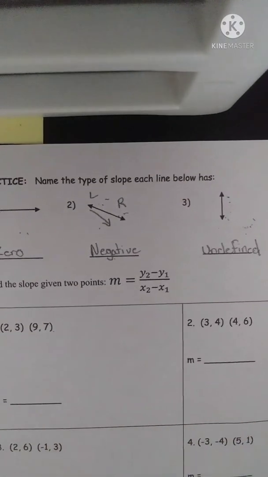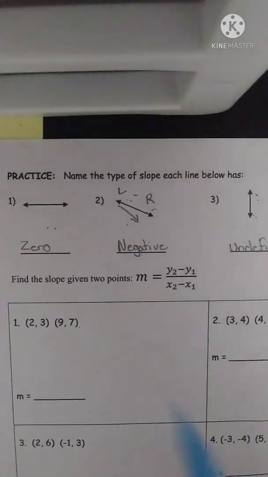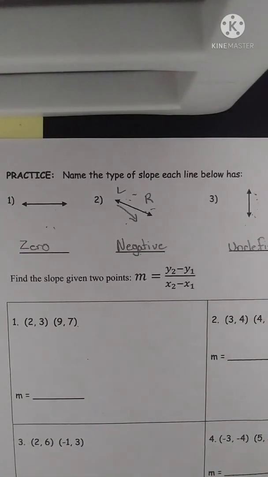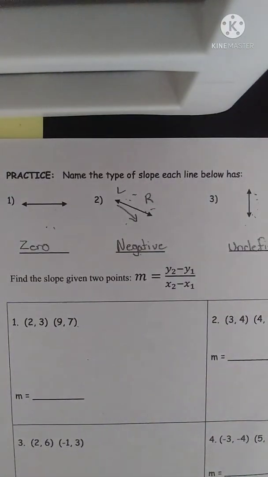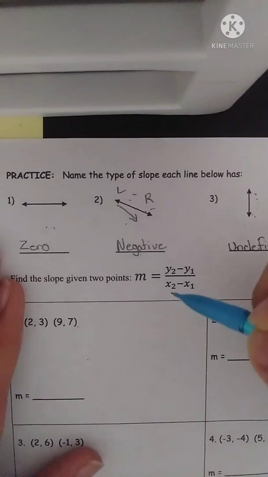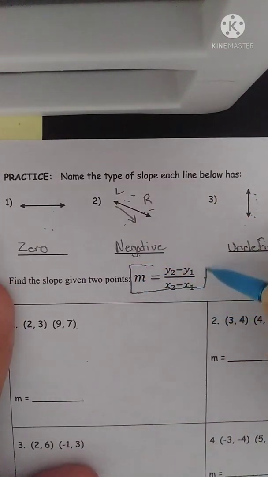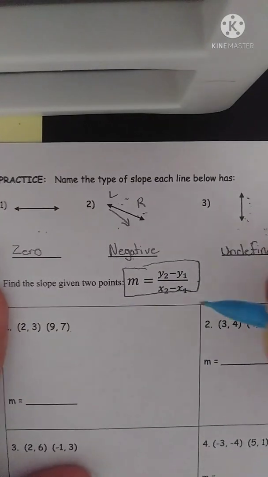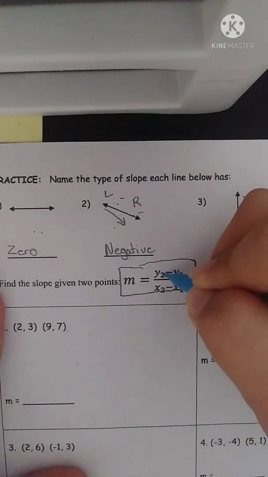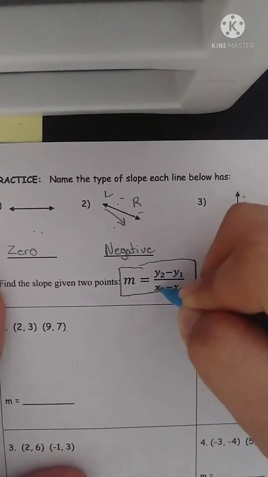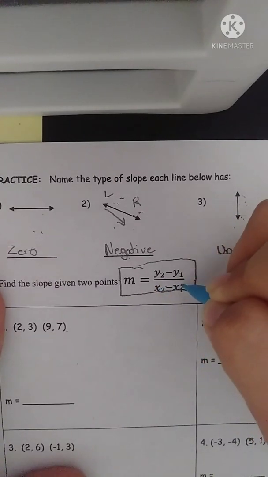Now, we are going to be solving these ones. So, when solving these ones, you have to know something. There is a formula, and the formula is given in here. So, we're going to find the slope. And the formula to find the slope is going to be y2 minus y1 over x2 minus x1.